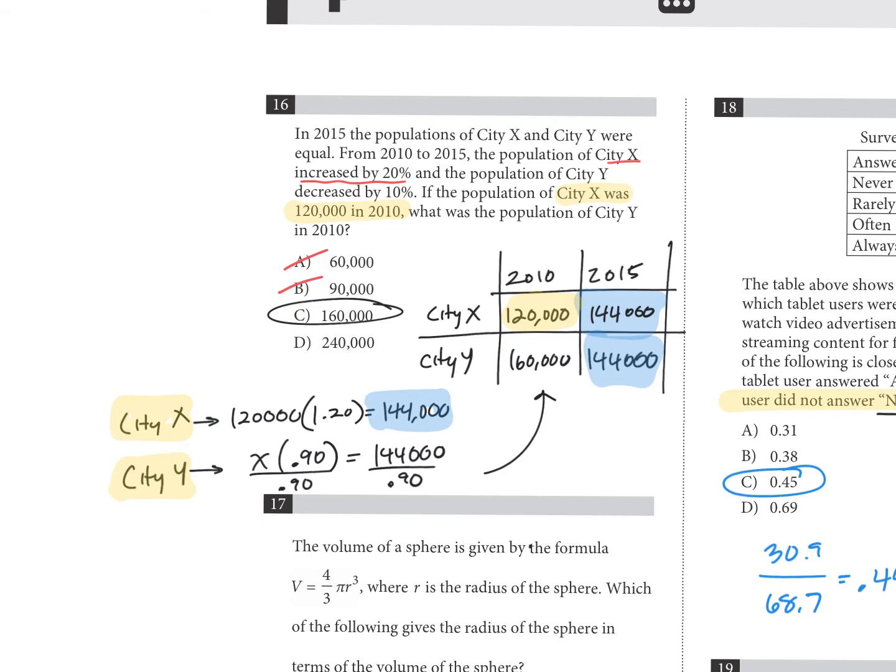Anyway, take the equation. You can see what I did there. The population of City Y, x times 0.90 equals 144,000, so x equals 144,000 divided by 0.90. It gave me 160,000 as my answer.